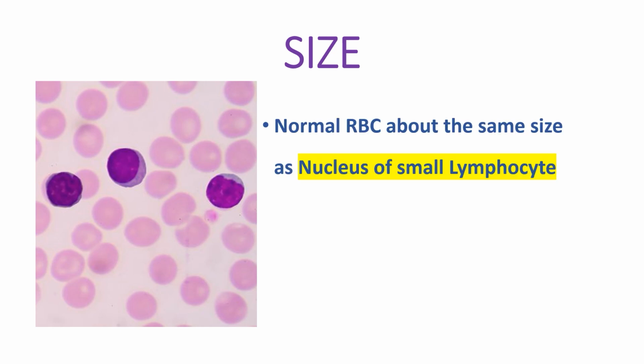So examiners also love to ask what is the cell that you compare your RBC with. So the answer is normal RBC is about the same size as the nucleus of a small lymphocyte. So these are lymphocytes. Lymphocytes have a thin rim of cytoplasm, and the nucleus of the small lymphocyte is normally equal to the size of the normocytic RBC.